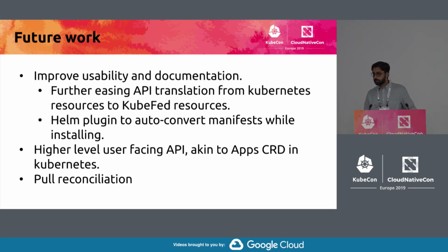We are also thinking of a user-facing high-level API. So what we mentioned, that these are low-level tenants. We are thinking of a high-level API, something very similar to AppCRD that exists in K8s as of today. In an earlier slide, I mentioned that currently we have a push-based activity reconciliation. We are also thinking of other possibilities, where maybe a pull reconciliation or more static approaches like a GitOps model.